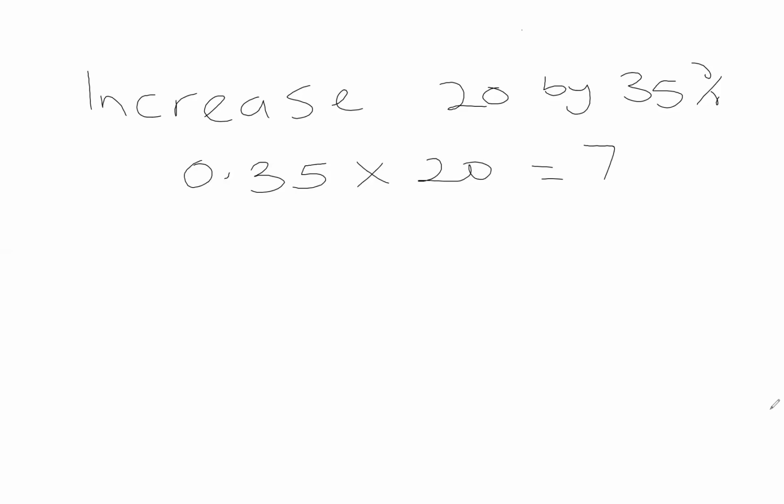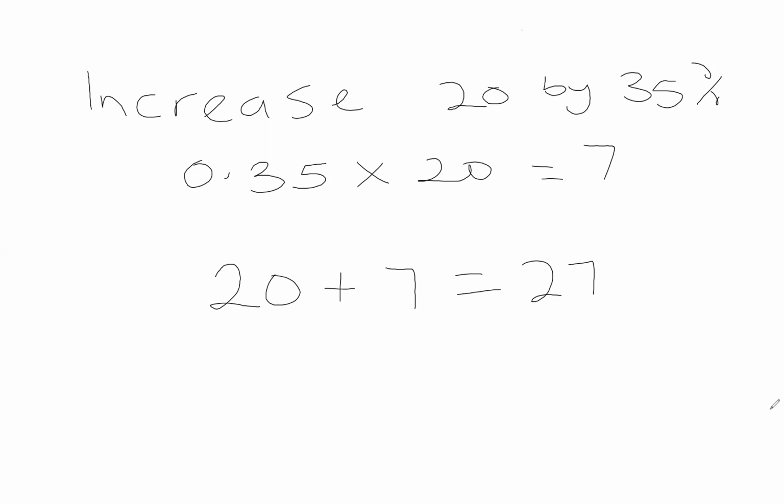And then because you're increasing 20 by 35%, 20 is your 100%, you're going to add 7 to 20, and that gives you 27. That means you have increased 20 by 35%.